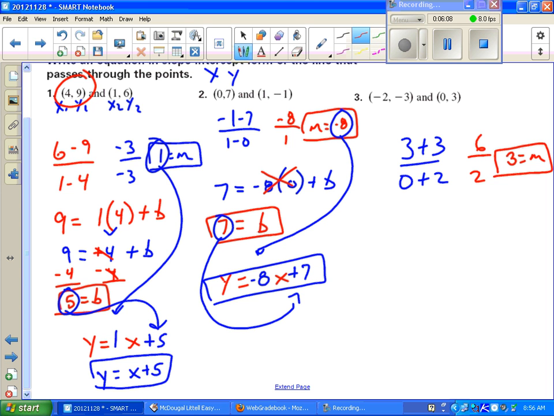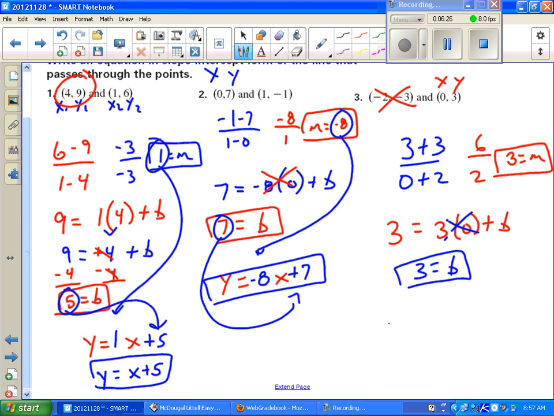Instead of using the first point like we normally do, we'll use this point, since 0 looks like it might be a little more friendly to use. 3 equals 3 times 0 plus b. Anything times 0, again, will cancel this out and just leave you with b equals 3. So both your m and your b value are 3. Y equals, skip yourself a little space, and then x, bring your m value down, 3x, and your b value also happens to be 3, plus 3.